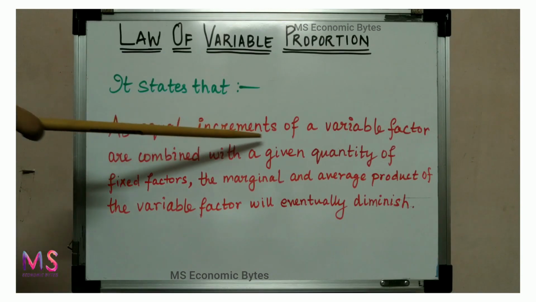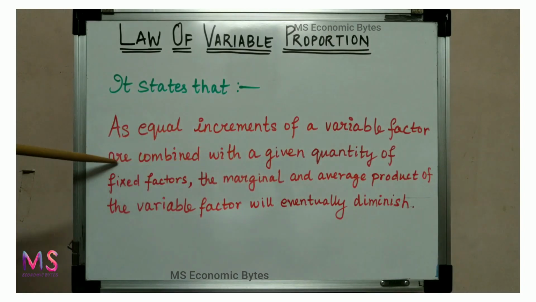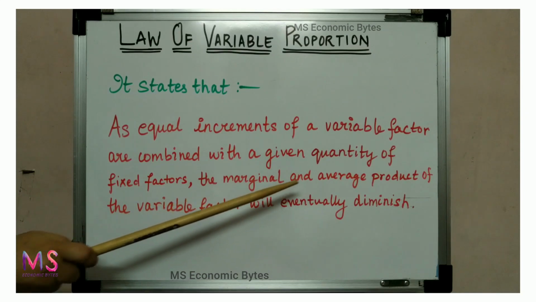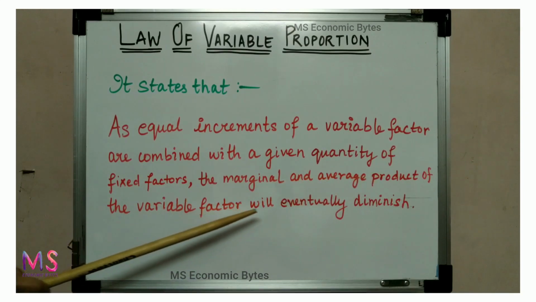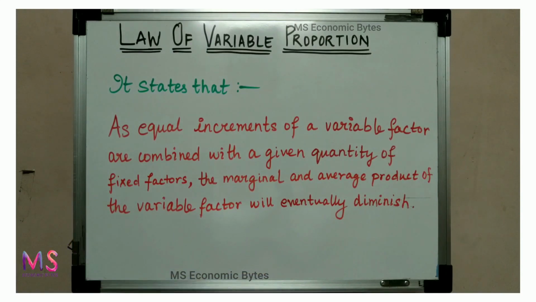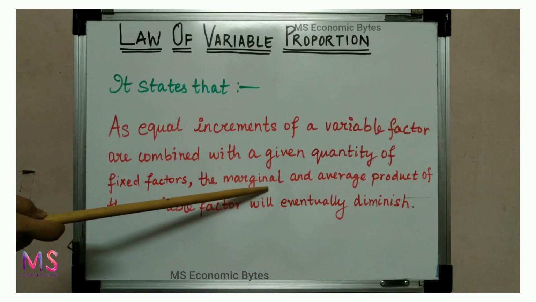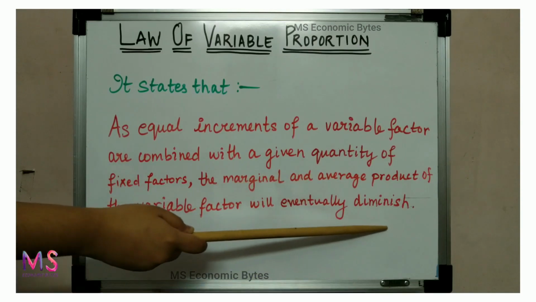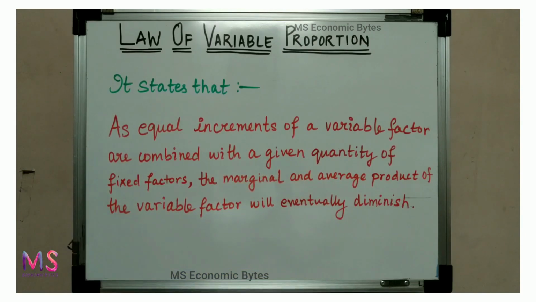It states that as equal increments of a variable factor are combined with a given quantity of fixed factors, the marginal and average product of the variable factor will eventually decline or decrease. Which means with the combination of the fixed factor that we have, as we increase the amount of variable factor, this combination would eventually lead to the average and marginal product of variable factor to reduce.